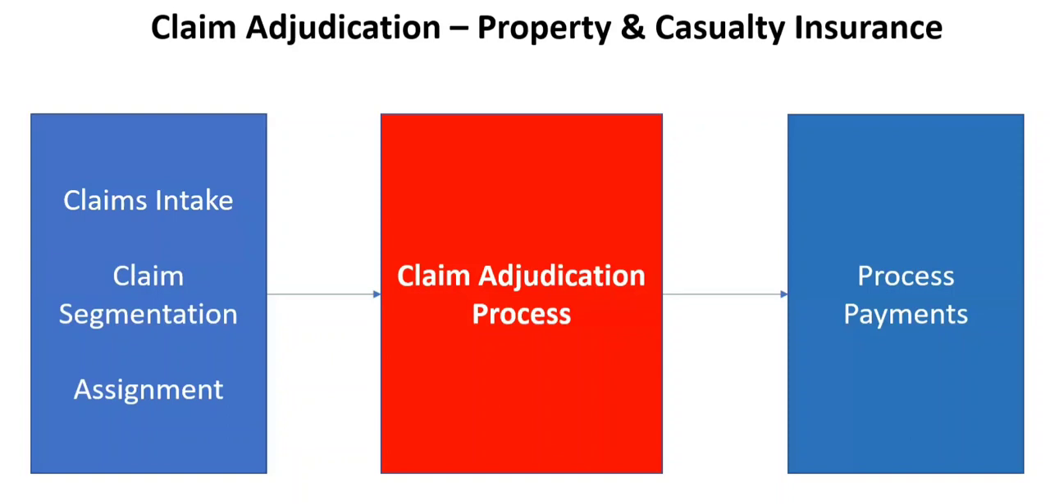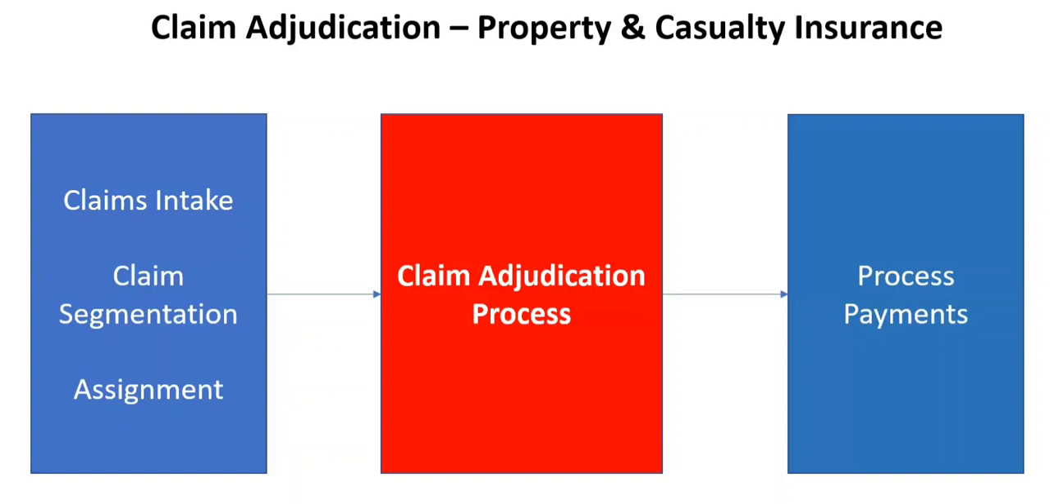Or like, when did the claim happen? How did the claim happen? Who was involved with the claim? That way, the adjusters can know how much money we have to set aside for making the required payment. So that is something that they do.